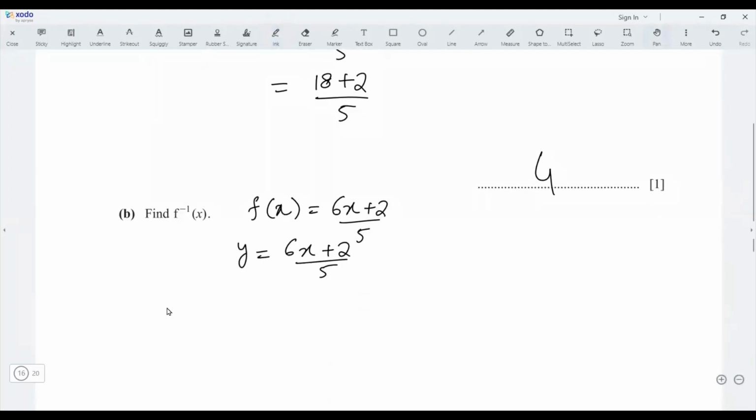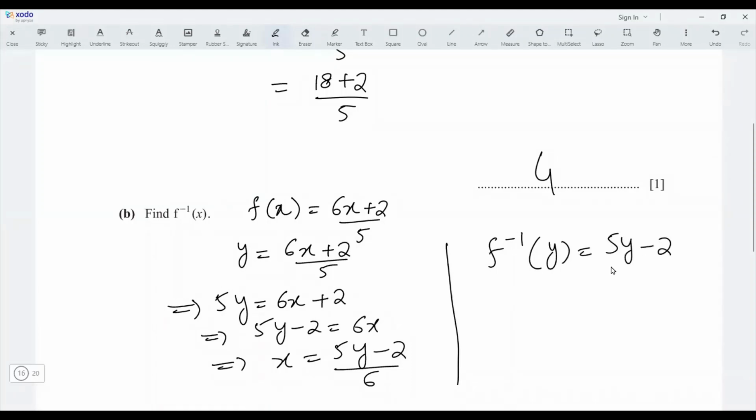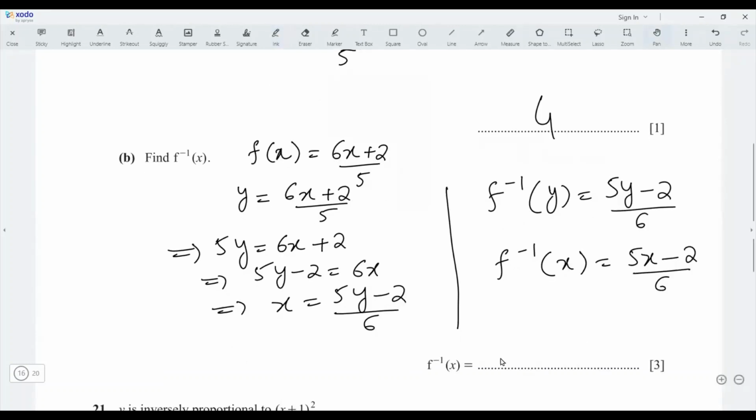By cross multiplying, it is 5y equals 6x plus 2. Now bringing the 2 to the other side, it is 5y minus 2 equals 6x. Now divide by 6, it becomes 5y minus 2 over 6. After this, in place of x, we can write f inverse of y, which is equal to 5y minus 2, whole divided by 6. Now replace y with x. That will be the final answer. It will become 5x minus 2, whole divided by 6. So this is the final answer for the inverse function question.